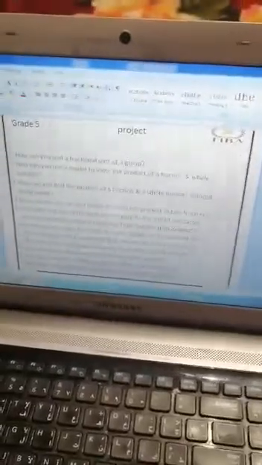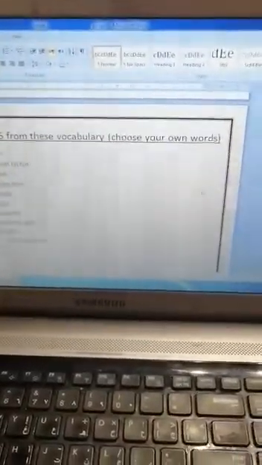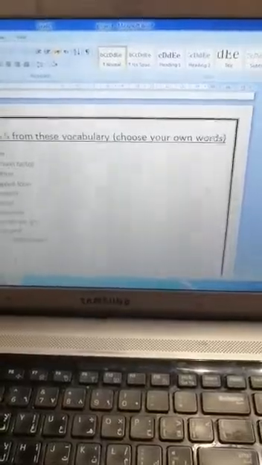Your research contains 2 pages. First page, some essential questions, you must solve. Second page, as you see, 10 vocabulary words. You must choose 5 from this list. Define them by yourself. You can choose your own words. If you need any help, you can use your math book or any online resources, okay? Let's start.